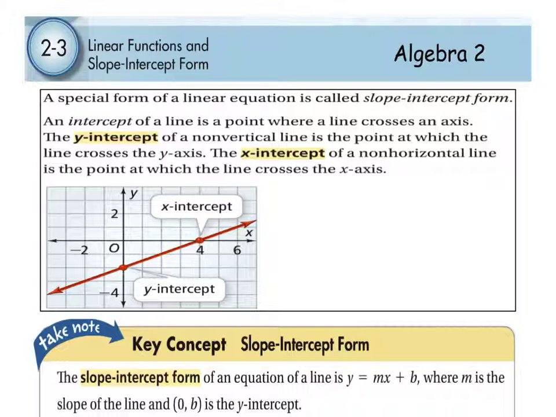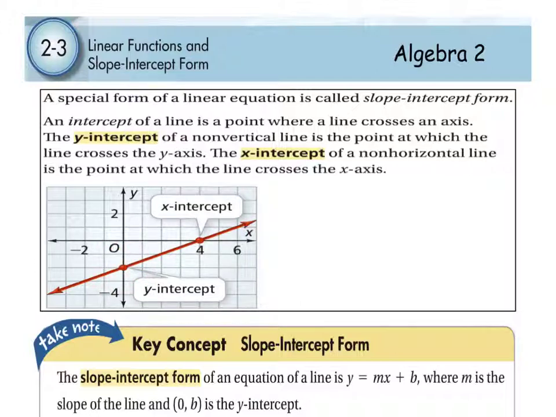Let's take a look at a couple more things here. A special form of a linear equation is called slope-intercept form. An intercept of a line is a point where the line crosses an axis. The y-intercept of a non-vertical line is the point in which the line crosses the y-axis. The x-intercept is essentially the point where it crosses the x-axis. You'll notice from the picture here, the x-intercept right there is where it crosses the x-axis. The y-intercept is right here where it crosses the y-axis.